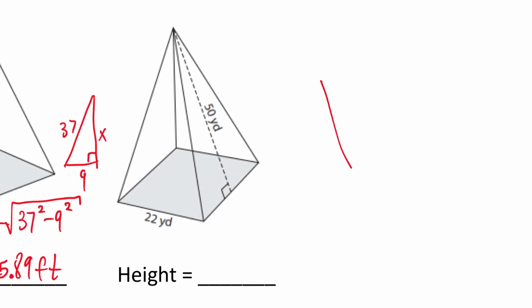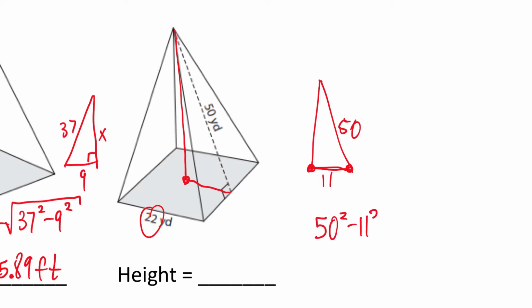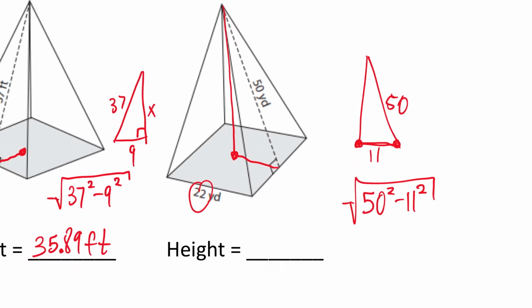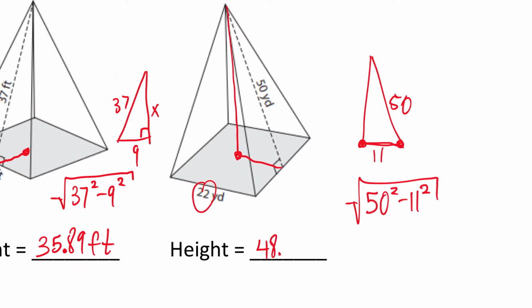And then on this one, same thing. This is 50. How far is it from here to here? 11. Okay. Because it's half of 22. So we have 50 squared minus 11 squared square rooted. And what does that give you? 48.78? Okay.